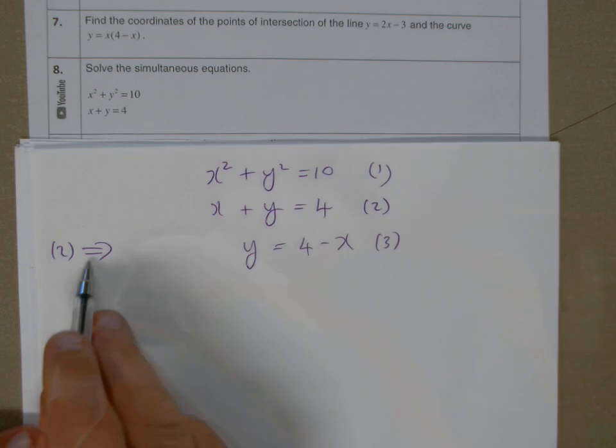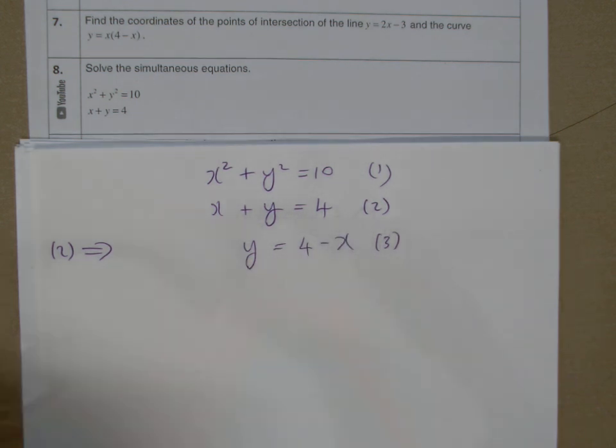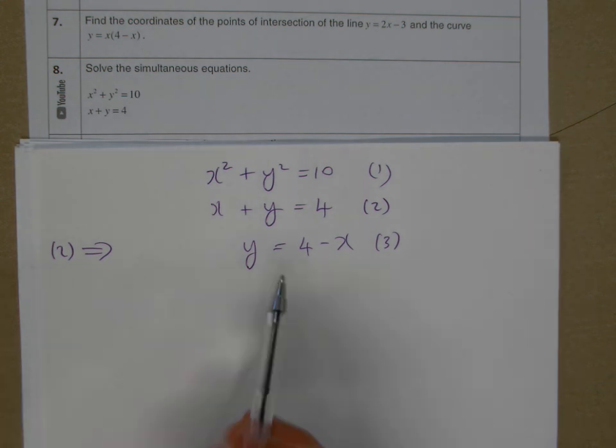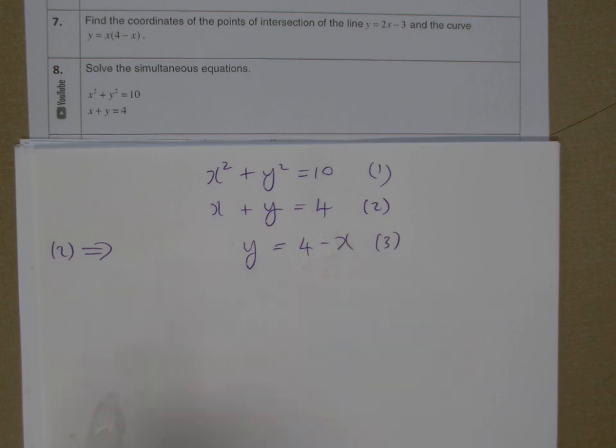So we can rearrange equation 2 into a format which is more useful for us, because now I have an equation for y in terms of a number and an x. So I can say y is equal to 4 minus x.